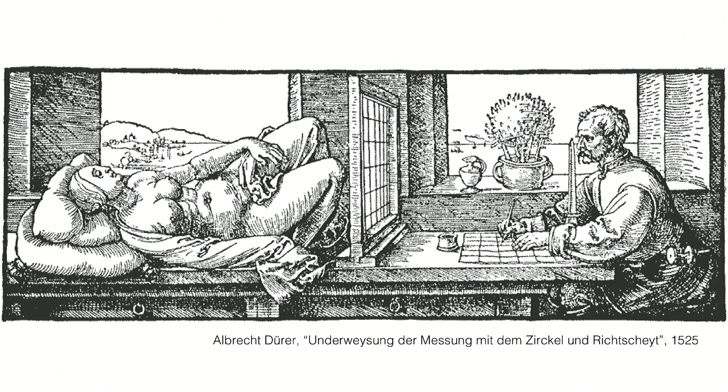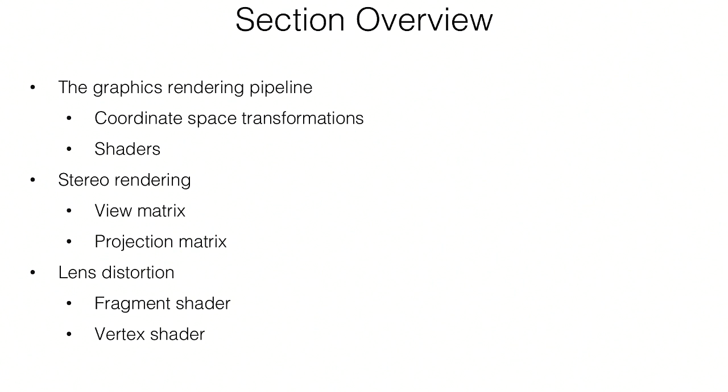So we're going to start off with the graphics rendering pipeline in this talk, like I showed. We'll talk about coordinate space transformation, some shaders. Then we'll talk about stereo rendering, specifically how to operate the view matrix and the projection matrix to get the stereo rendering to be perceptually correct. And then we'll talk about lens distortion, how to do that in the fragment and vertex shaders.